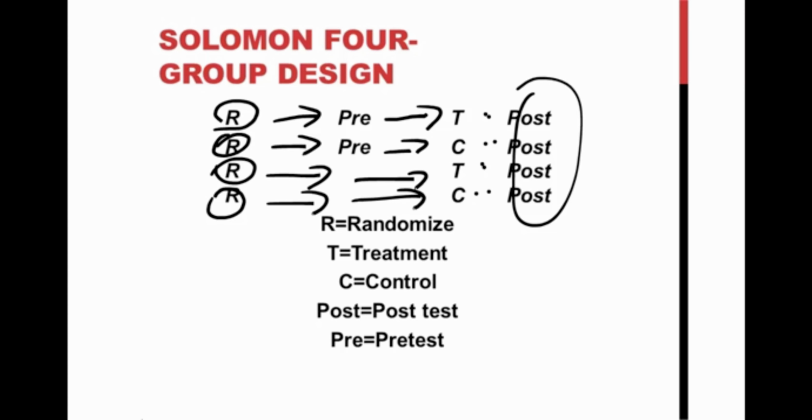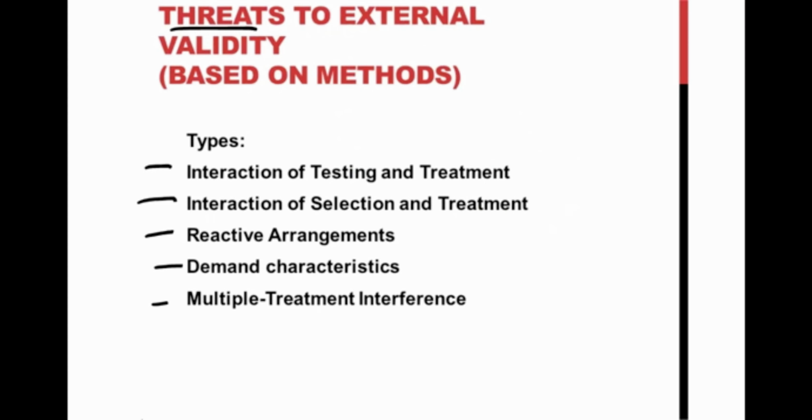What's nice about the Solomon 4-group design is that if you find that these scores are significantly different than these scores, you know that it's the pretest here that's causing the difference. So essentially, the Solomon 4-group design is the perfect answer to finding out whether your pretest has any sensitizing effects, and if it does, how those effects actually matter to your dependent variable observations. So that's how we deal with interactions of testing and treatment.